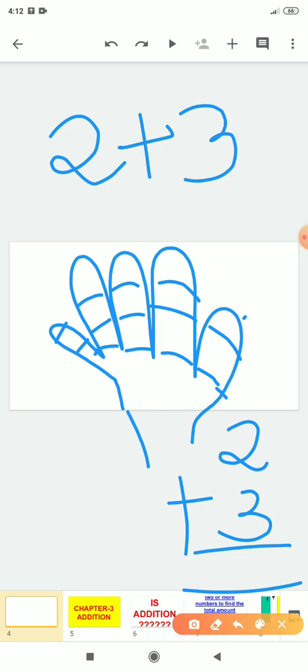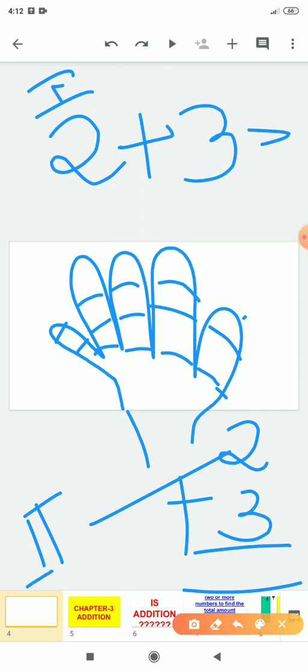Children, this addition, the sum will be represented in 2 ways. This is the first method, first way, or this is the second. Okay, in these 2 ways, you get your sums. Okay, so let's start it. First of all, I will tell you how to do it.